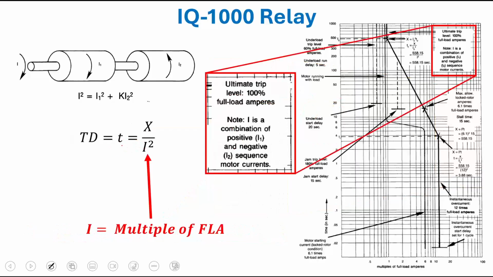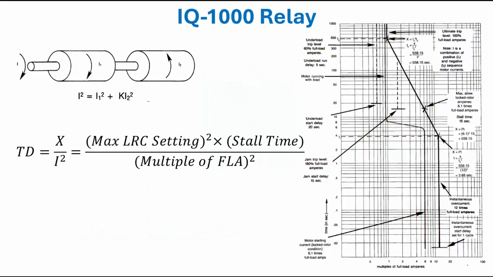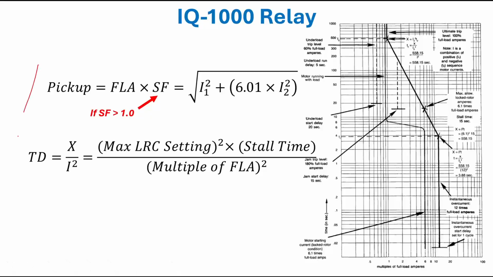And then that I is going to be a multiple of FLA. Just like you test anything else for the most part, you're always doing multiples of tap for overcurrent. Now be careful. It's not going to be FLA times service factor. Service factor only sets the initial pickup. That's all it does. It sets this initial line. The whole rest of the curve, all these lines, are always in multiples of FLA. So now we've got this 100% defined.